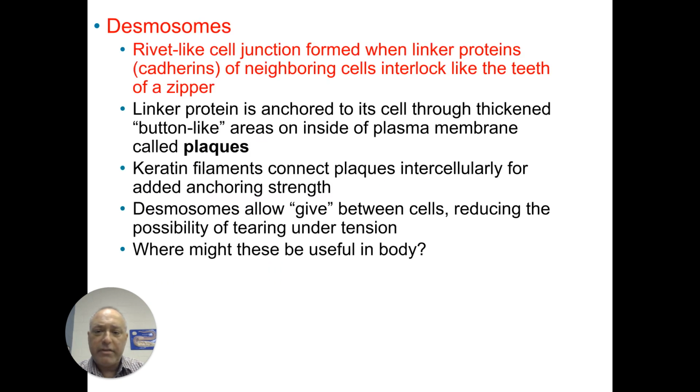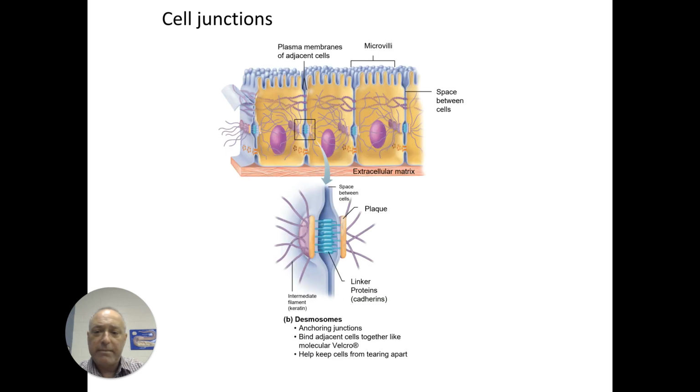And cell junctions. Let's see. So there are desmosomes. Desmosomes interlock cells like a zipper. Okay, desmosomes do allow some kind of give between cells. Therefore, cells can move without tearing.